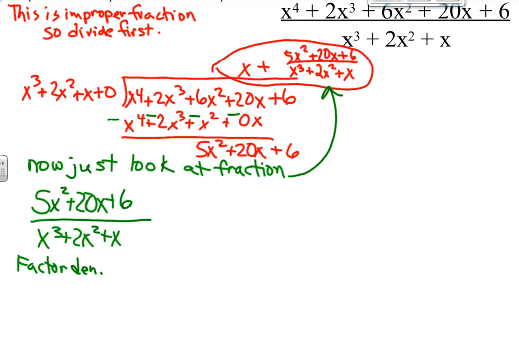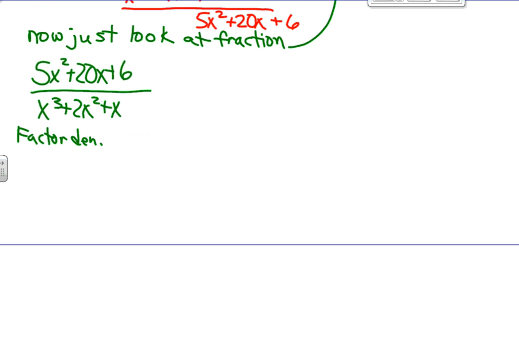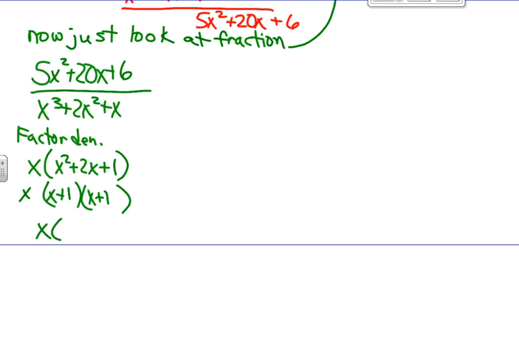What do you notice about that? That I can take out a factor of x, so that's x times x squared plus 2x plus 1. Let me just try to factor this. What does that factor into? x plus 1 and x plus 1. So truly, this is x times x plus 1 squared. Do we agree with that?